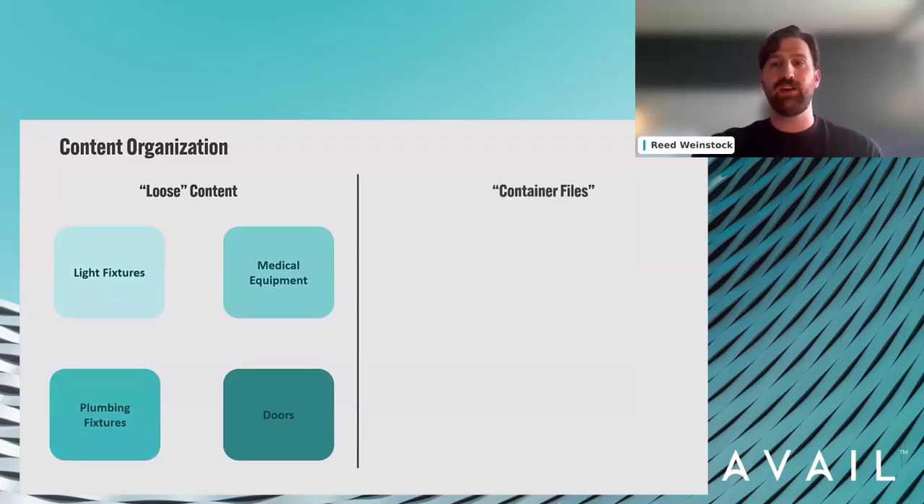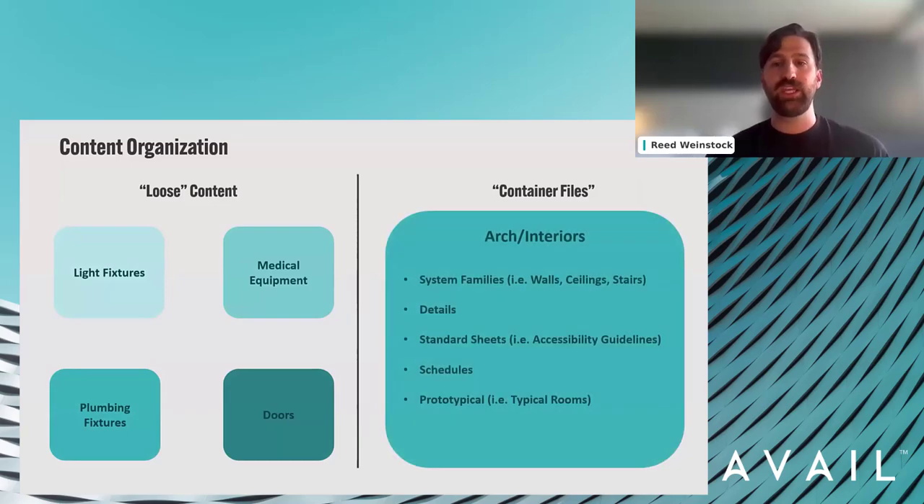And on the opposite end, we have container files. This is something we've been wanting to do for a long time, and it was really hard to do with Unify, because it didn't complement the workflow and made it too complicated. This is for things that you can't really save out, like system families, walls, ceilings, stairs, drafting views, typical sheets and schedules, but also prototypical layouts. So having typical rooms, we can store in that container file, and that's not something we've been able to do previously.